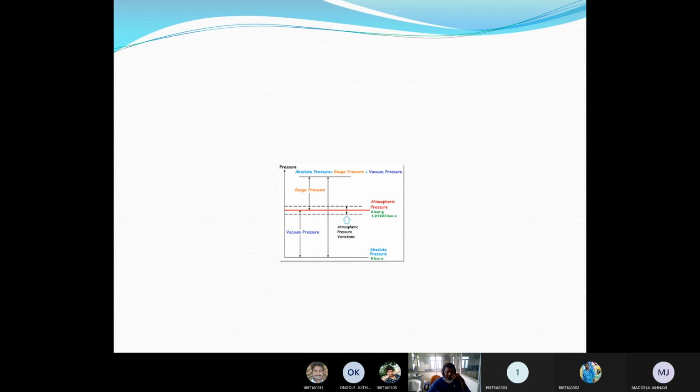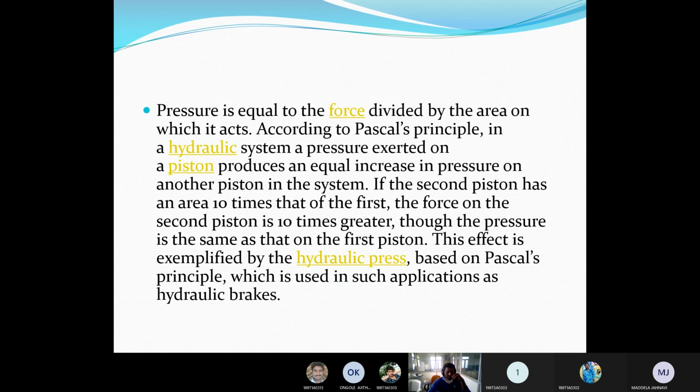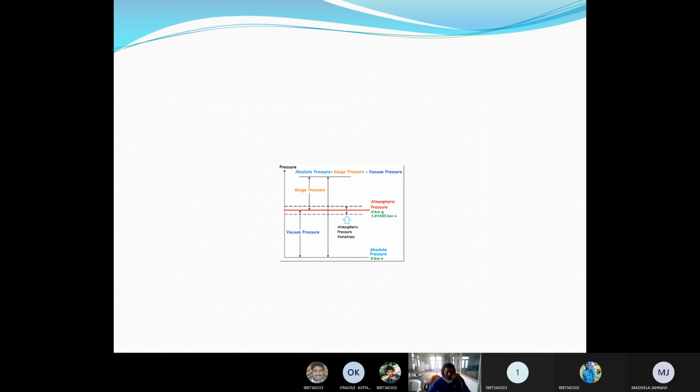You are seeing a simple structure. Can you please zoom that value so that we can visualize it clearly?